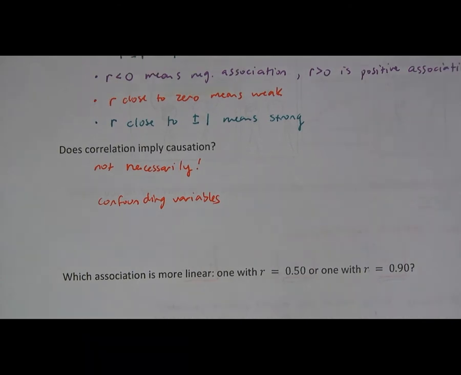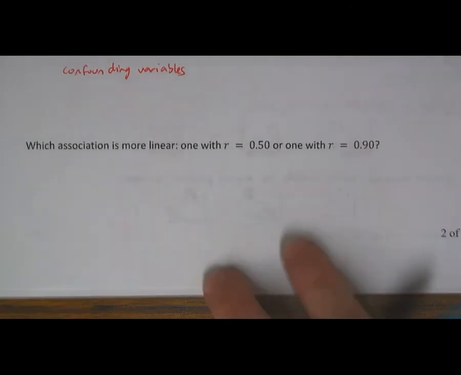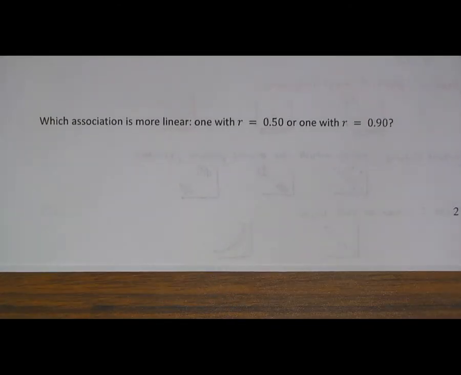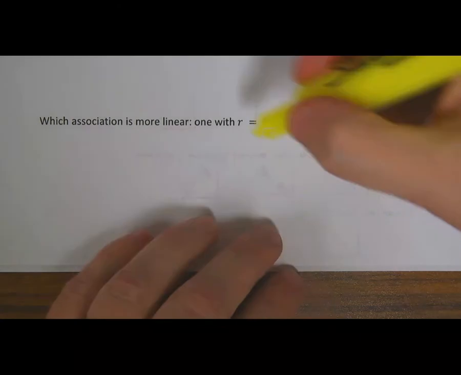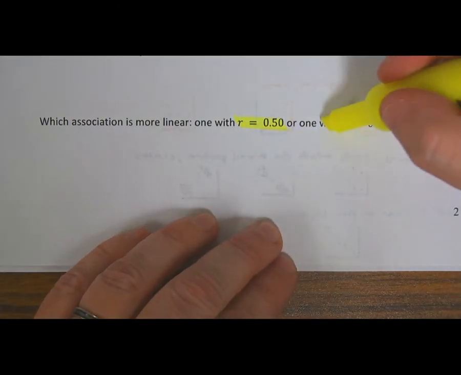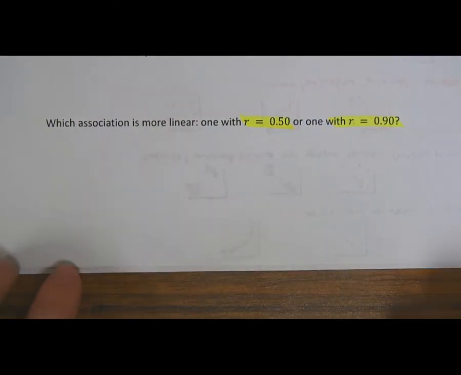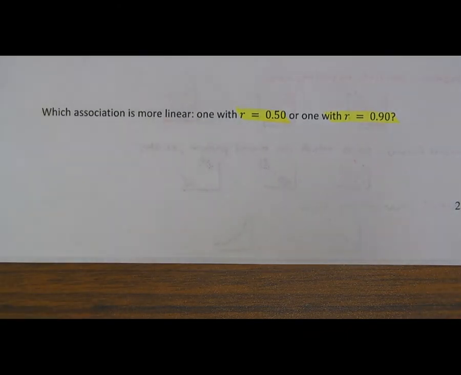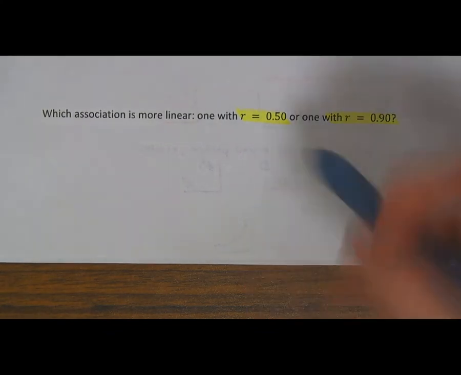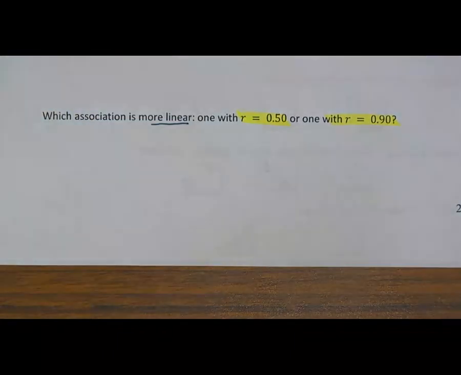So bear with me. At the bottom of that page, which association is more linear? One with a correlation of 0.5 or one with a correlation of 0.9? What do you guys think? What's more linear? Yeah, it's a trick question. Remember, I keep kind of emphasizing that correlation does not address form. The value of R does not tell you if it's in a line or a curved pattern. So let me show you what I mean. You actually can't determine the form from R.